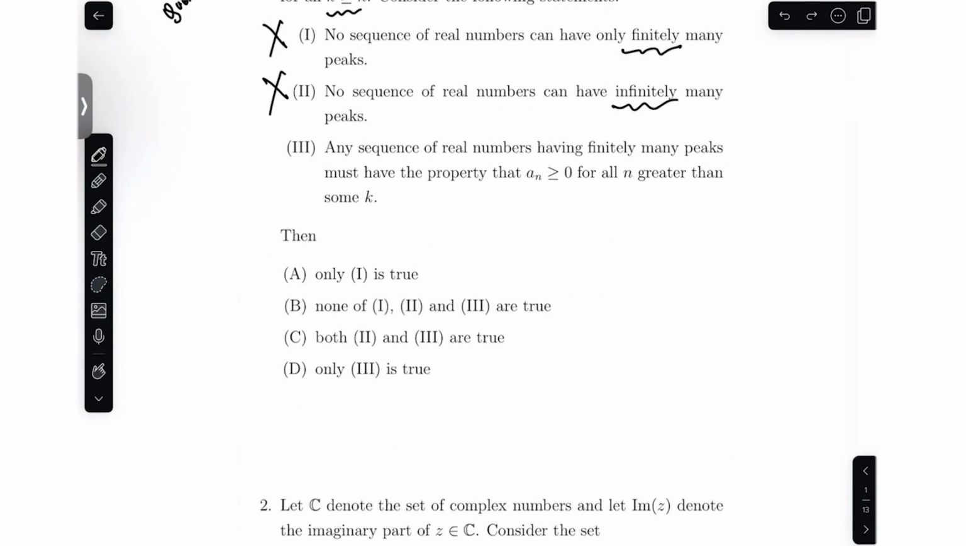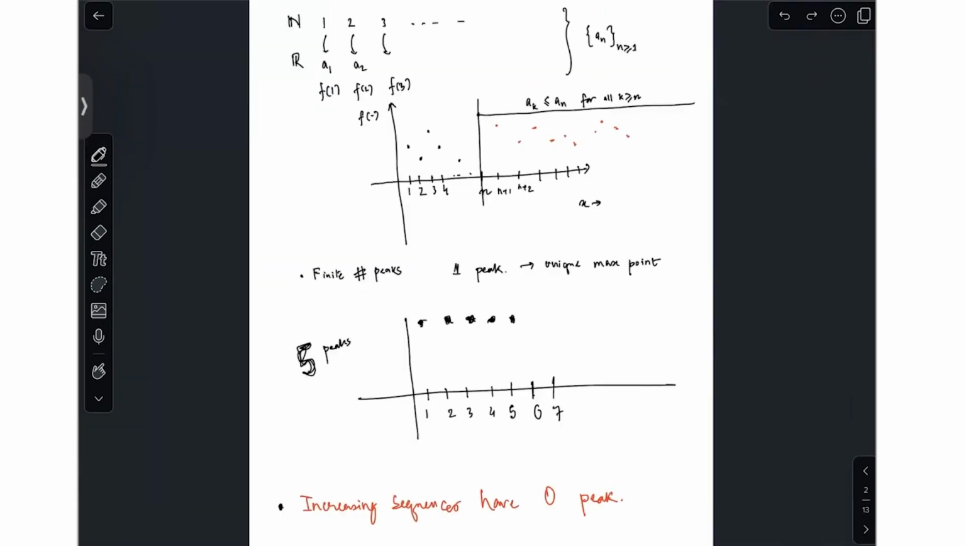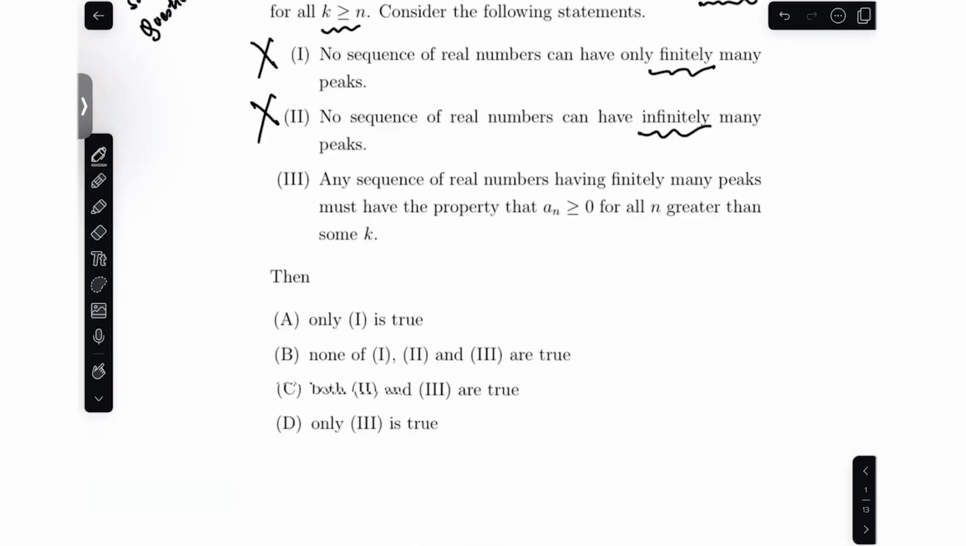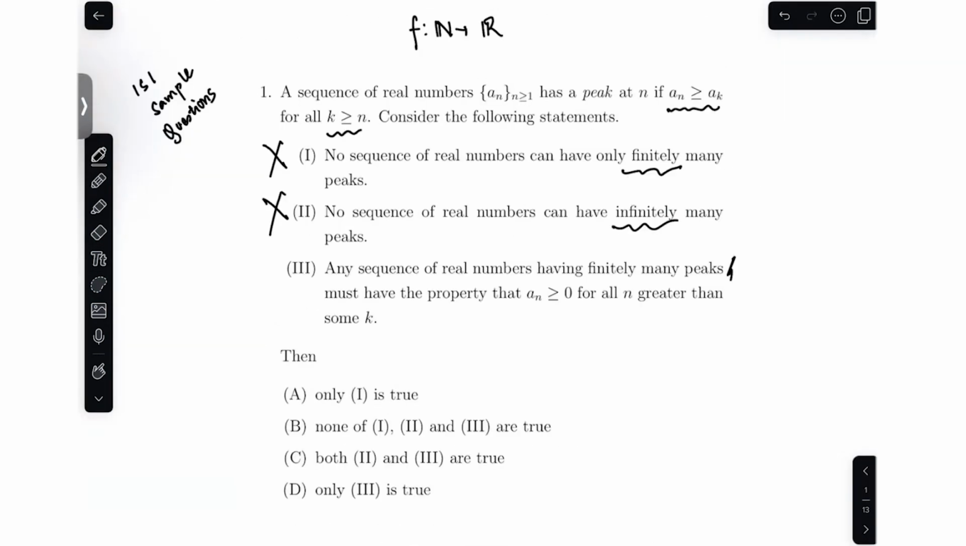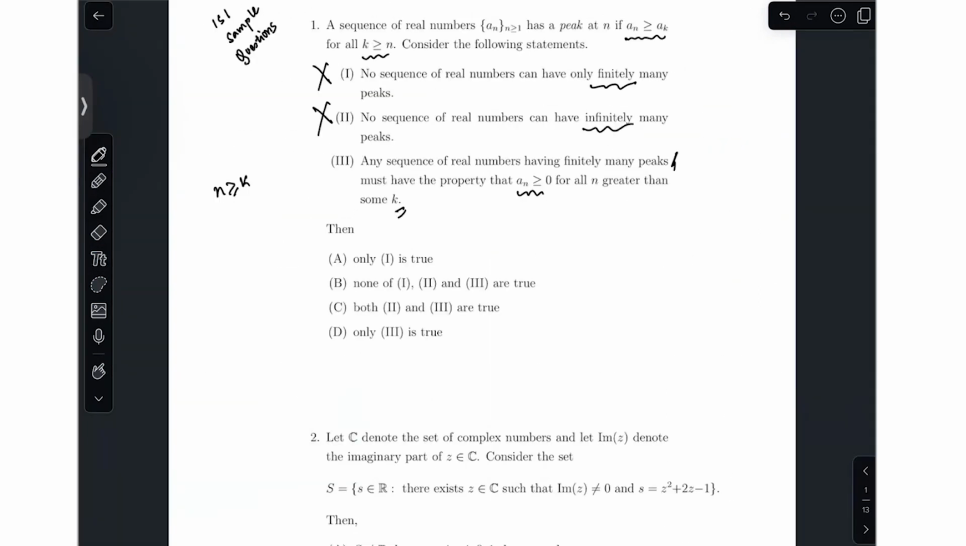Now, any sequence of real numbers having finitely many peaks must have the property that a_n is greater than or equal to 0 for all n greater than or equal to some k. So it's saying that if it has finitely many peaks, then a_n is greater than or equal to 0 for all n greater than or equal to some k. There's also the option that none of them are true, sorry. So this can be both of them, yes.